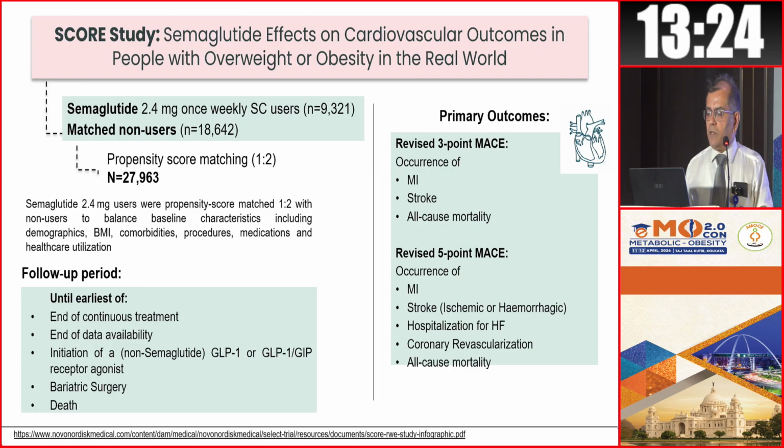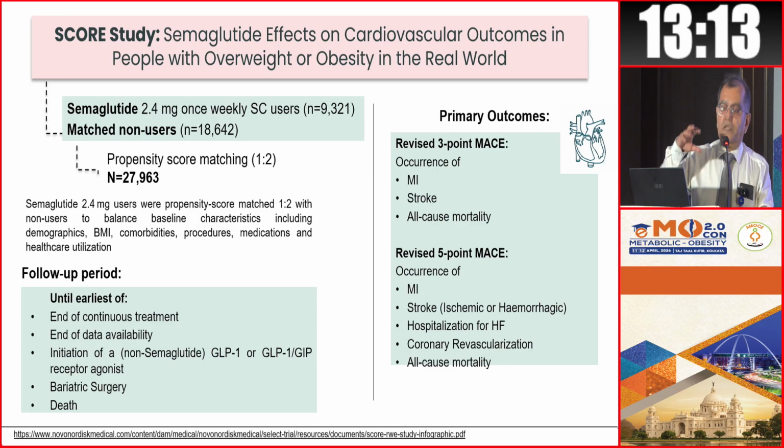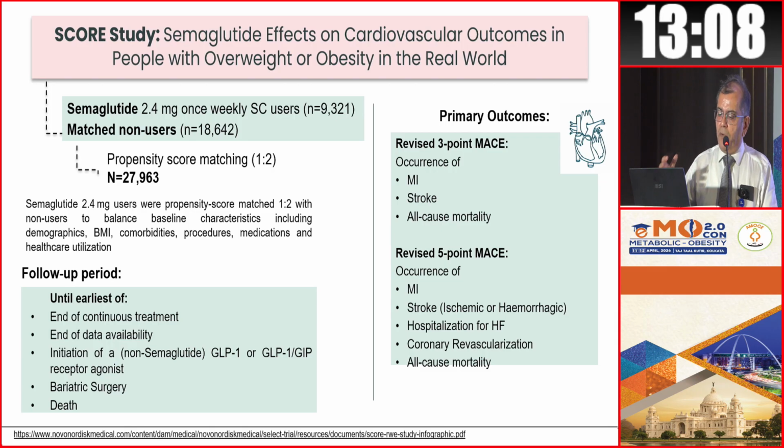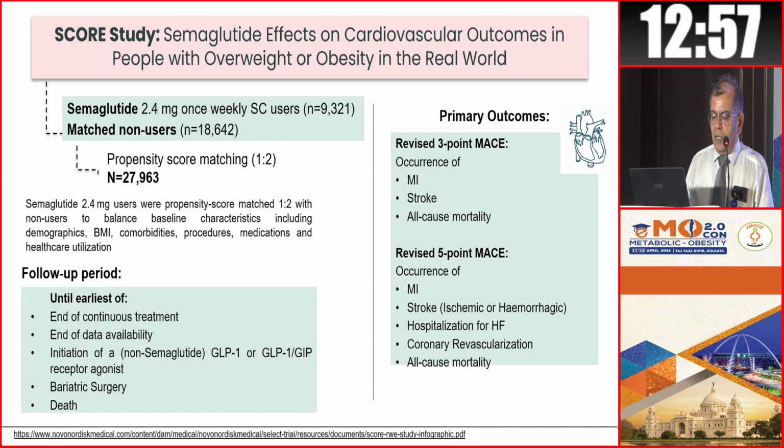The SCORE study showed the effect on cardiovascular outcomes in people with obesity and diabetes in the real world. Now we have the SELECT study, which looked at the CV outcome in the RCT setting. This SCORE study looked at the outcomes in the real world, and it was a huge cohort, more than 27,000 patients. Patients were propensity score matched 1:2 with non-users to balance the baseline characteristics, and they were followed up until the end of the continuous treatment, end of data availability, initiation of a non-semaglutide GLP-1 or a GLP-GIP, bariatric surgery or death. So that was the end point.